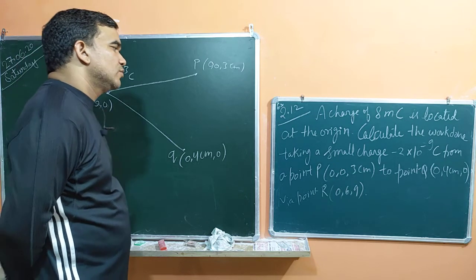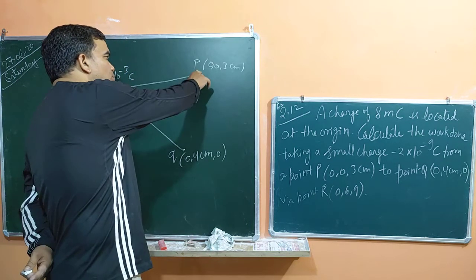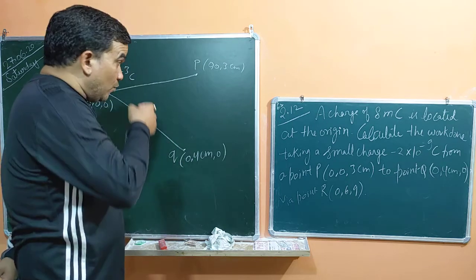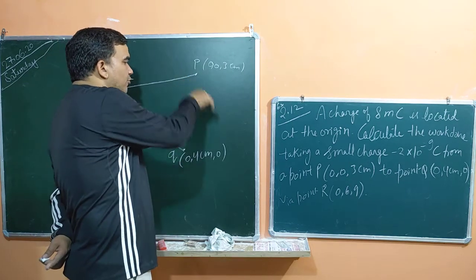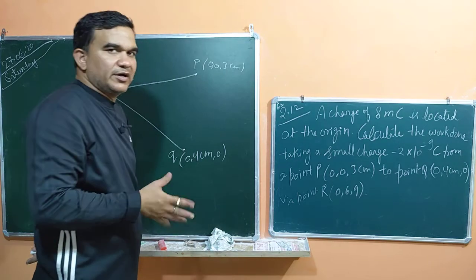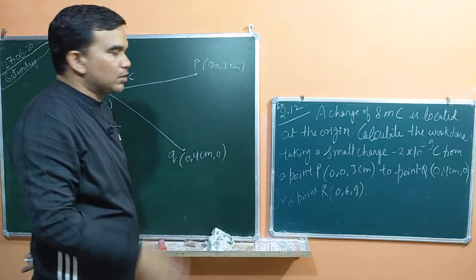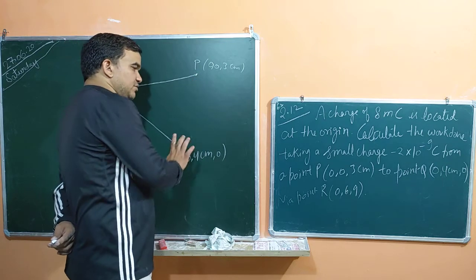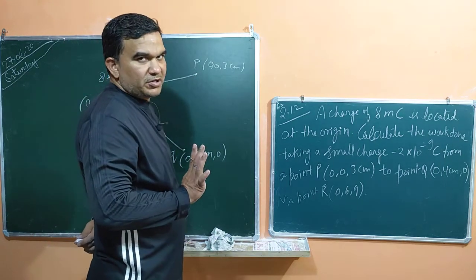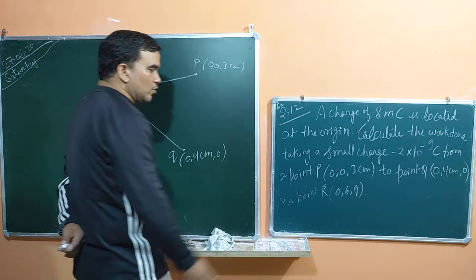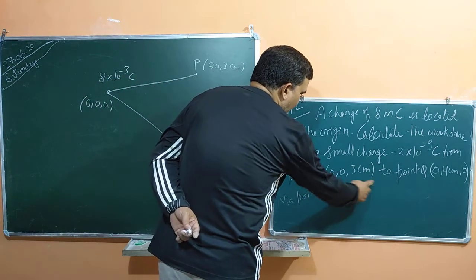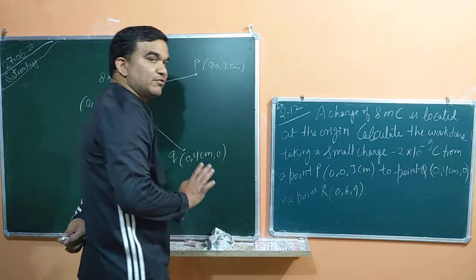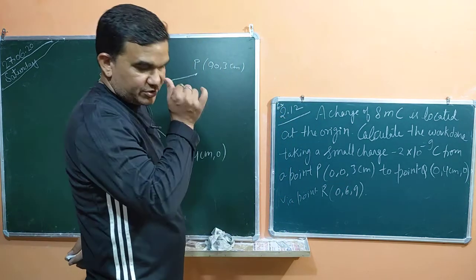तो मैं इसको इस पॉइंट से इस पॉइंट तक लेके आ रहा हूं. Which path I am following, it is not important at all. Initial point and final point, these 2 points are only important for me. ठीक है, तो via point R, this statement does not have any value in this question.